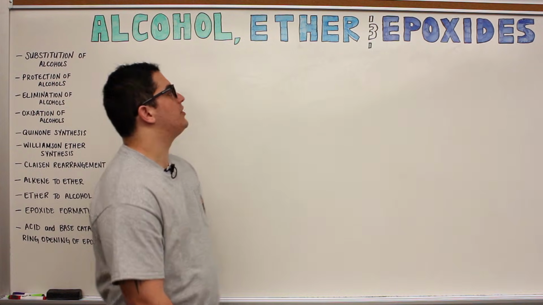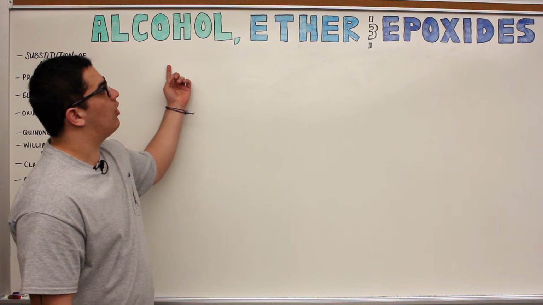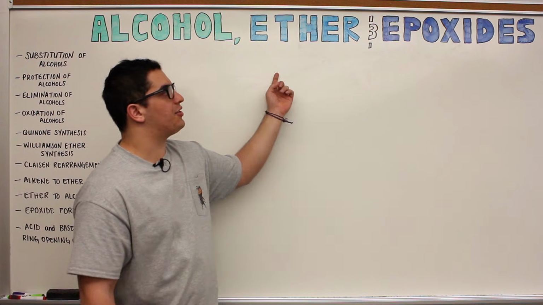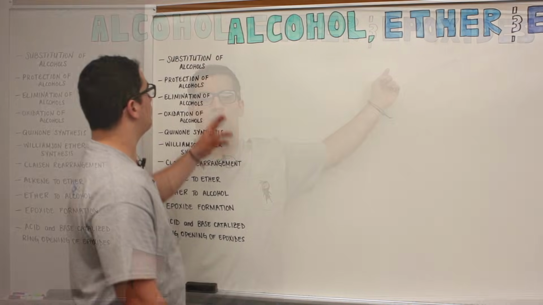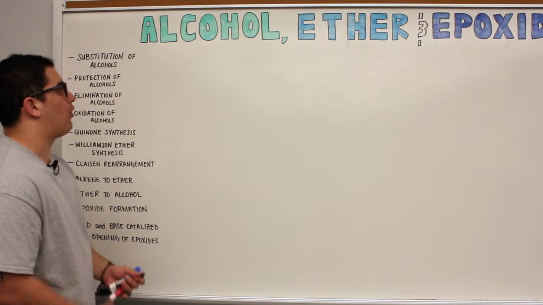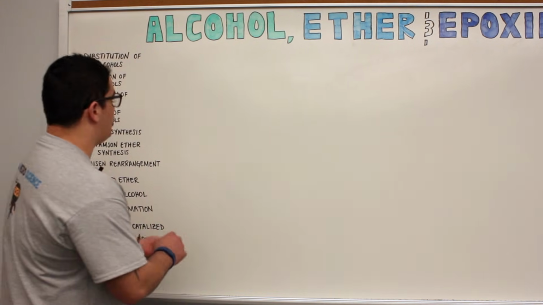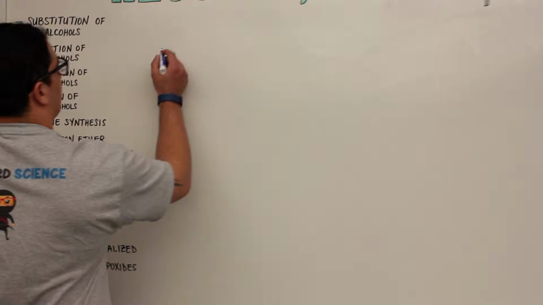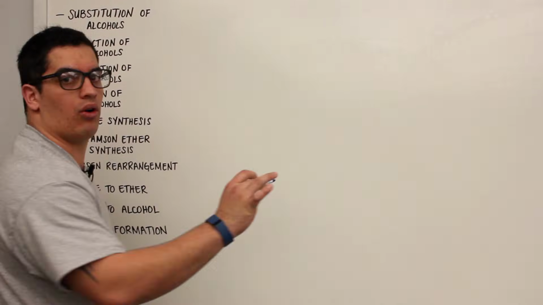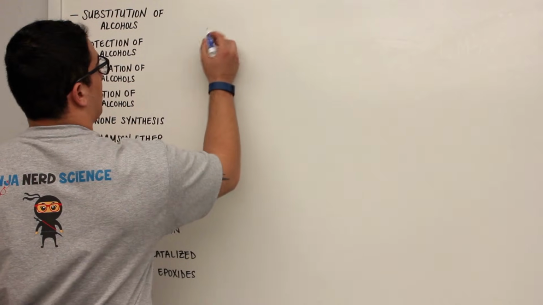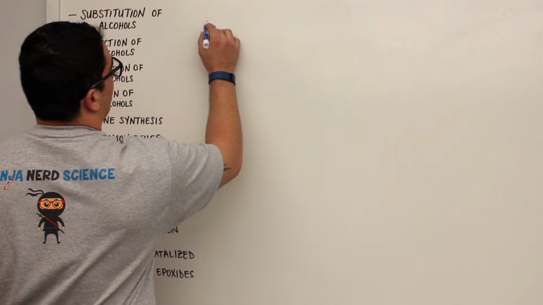All right, Ninja Nerds, in this video we're going to talk about alcohol reactions, ether reactions, and some epoxide reactions. So, substitution of alcohols. Here's a general structure of what we'd expect an alcohol to look like. I could draw any type of alcohol, but I'm just going to put the first one that comes to my mind.